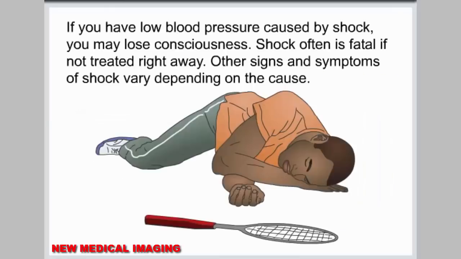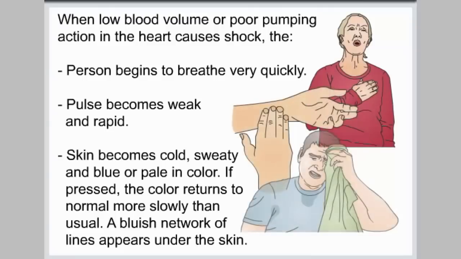If you have low blood pressure caused by shock, you may lose consciousness. Shock often is fatal if not treated right away. Other signs and symptoms of shock vary depending on the cause. When low blood volume or poor pumping action in the heart causes shock, the person begins to breathe very quickly. Pulse becomes weak and rapid. Skin becomes cold, sweaty, and blue or pale in color. If pressed, the color returns to normal more slowly than usual. A bluish network of lines appears under the skin.